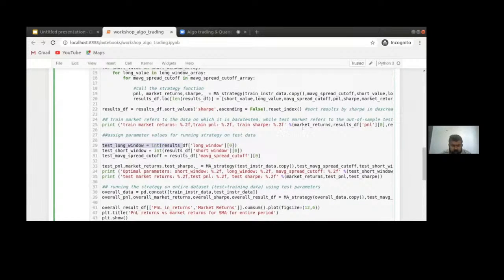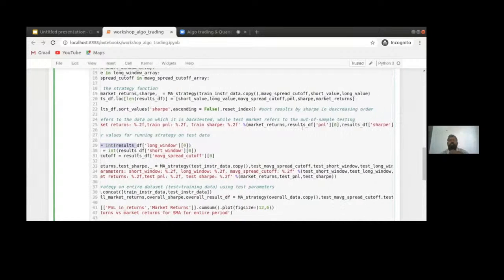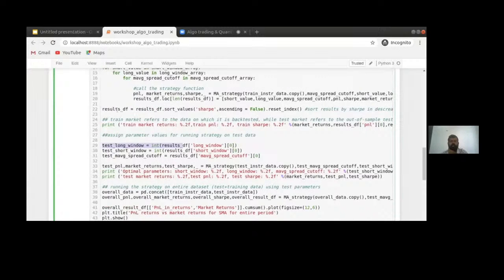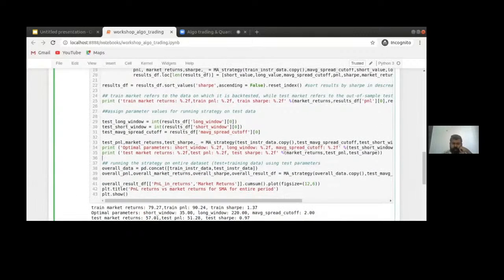After sorting the result by the highest Sharpe, I take the parameters for long window, short window, moving average, and spread cutoff, and assign them to these variables for running on my test data. So here I run it on my test data, and again I get PNL, market return, and Sharpe. And then here I have printed them.